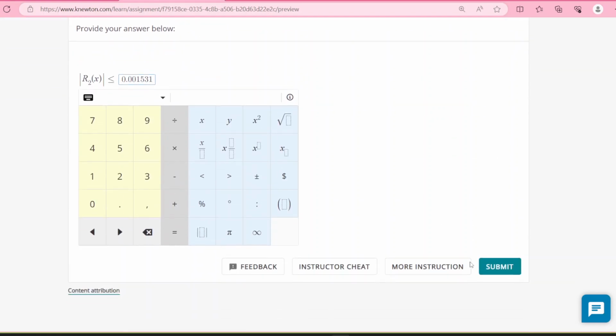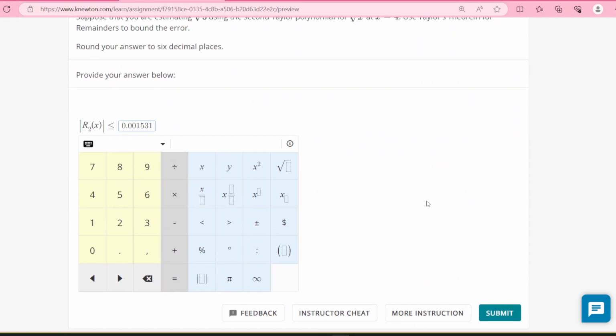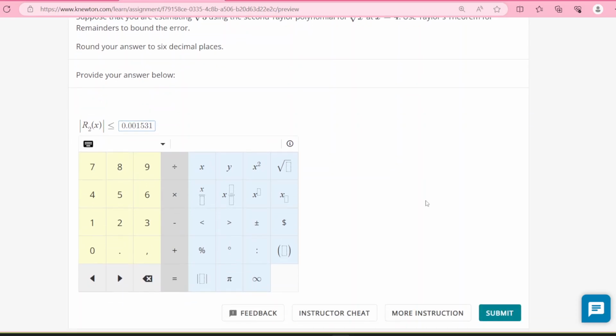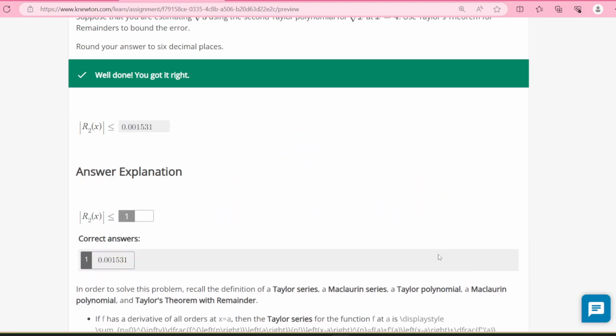And that's all we're asked to do, right? We're not actually asked to make the second degree Taylor polynomial and estimate it. Right?